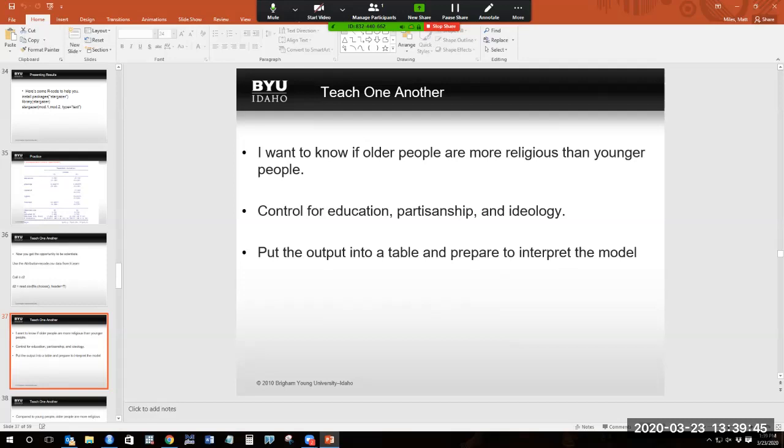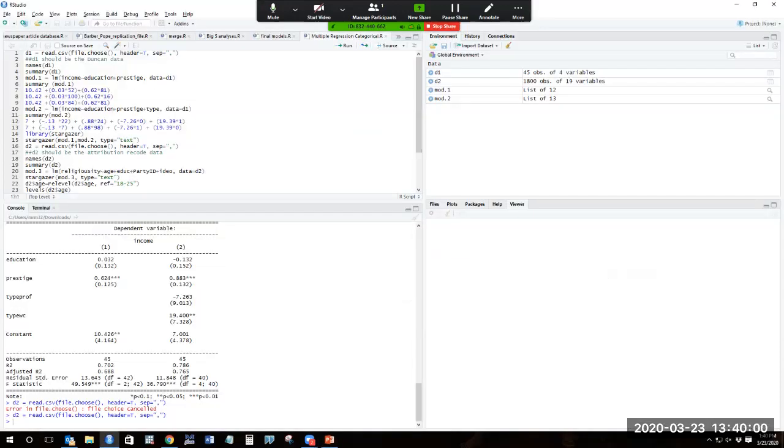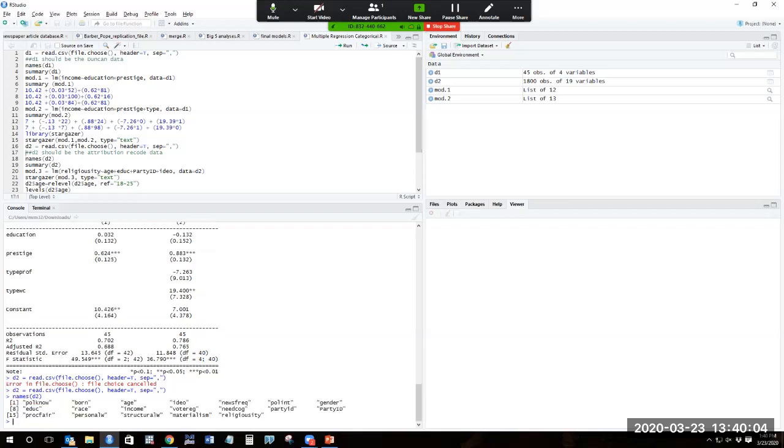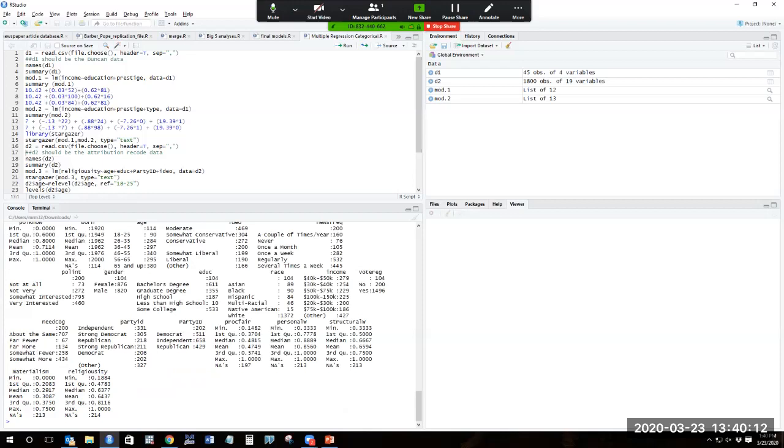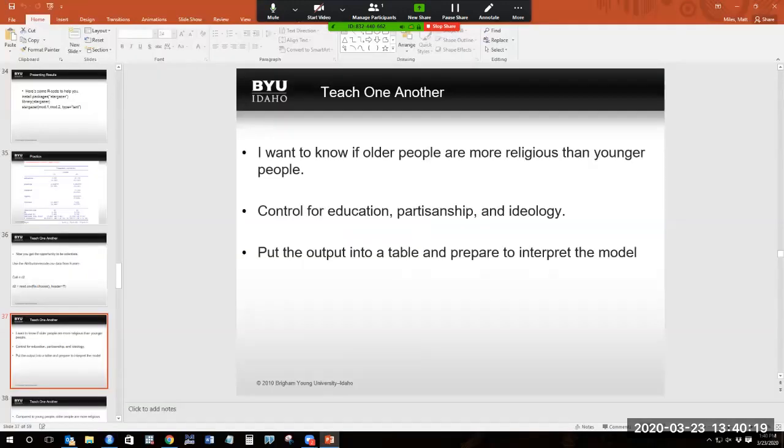I want to know if older people are more religious than younger people. So we're going to control for education, partisanship, and ideology. And you say, well, I don't know what the names are for those variables. Well, here's how you do it. If you just type in names of D2, it tells you all the names of the variables in the data set. Or if you go summary of the data set, then it also tells you all the names. But that's sometimes harder to use. So I use this names thing, and then I say, okay, I want to know.